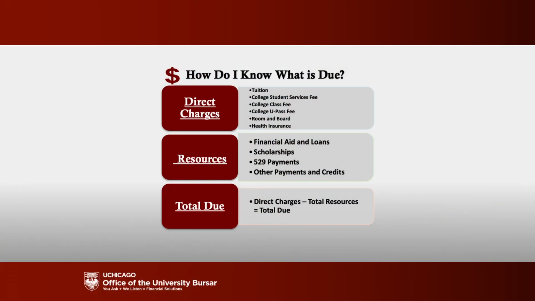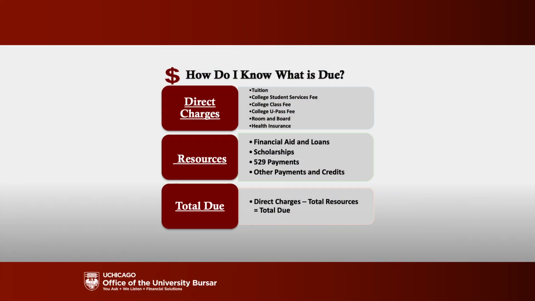And so this is how to know what's due on the bill. We have direct charges and resources. Direct charges are primarily fees such as the tuition, the student services fee, the college class fee, UPass, and room and board, and in some cases, health insurance. Some parents have the option to waive the health insurance if you have comparable insurance to replace what the university has. Once you go through that process, if it's approved, it'll be removed from the account and you'll see the update on the next bill.